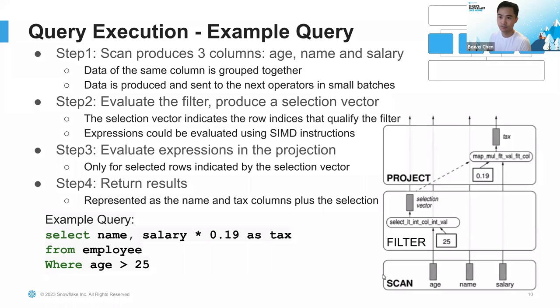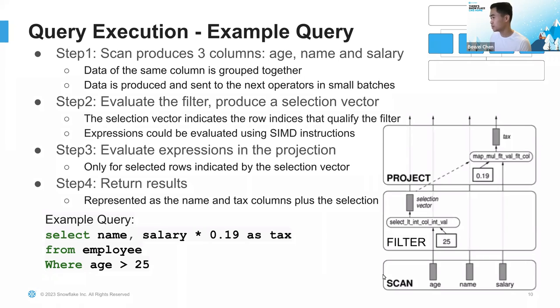The next operator is filter, which is responsible for evaluating this age greater than 25 filter and produces a selection vector, which indicates the row indexes that qualify the filter. Since the data in the age column is grouped together, this simple expression can be evaluated using SIMD instructions to be more efficient. The next step is to evaluate the expression in the projection, namely the expression that computes the tax.